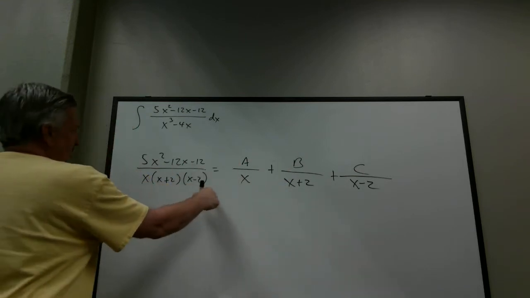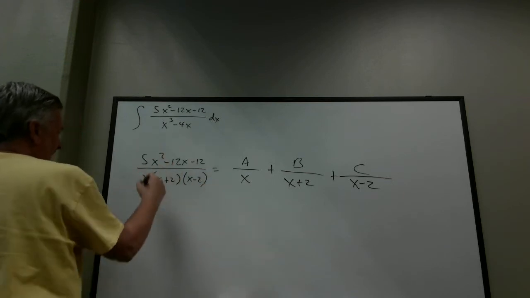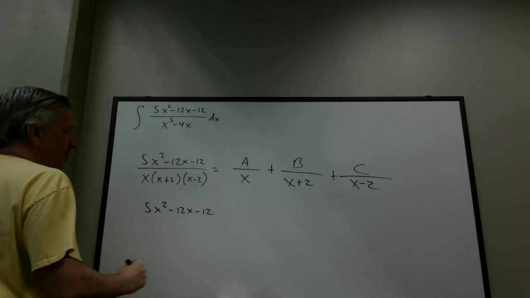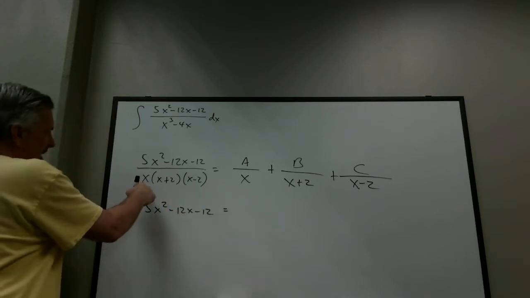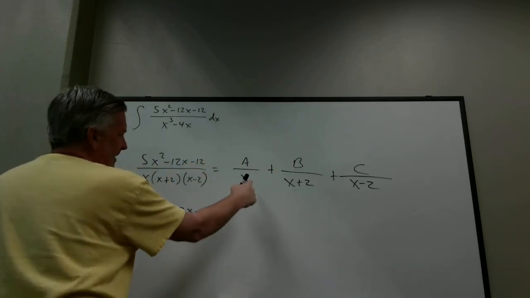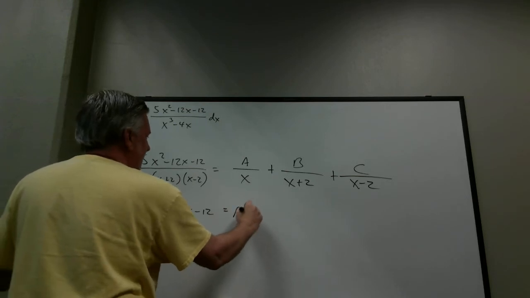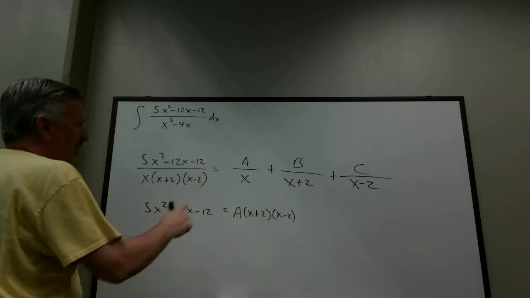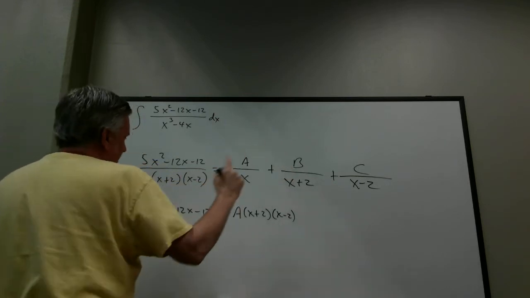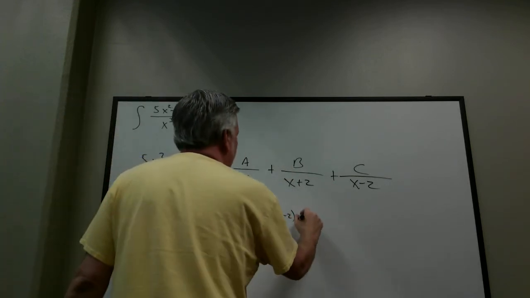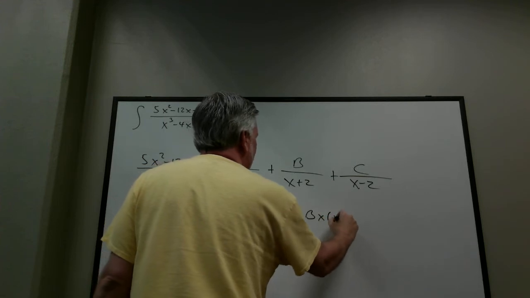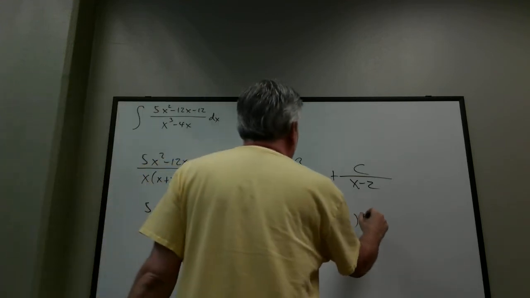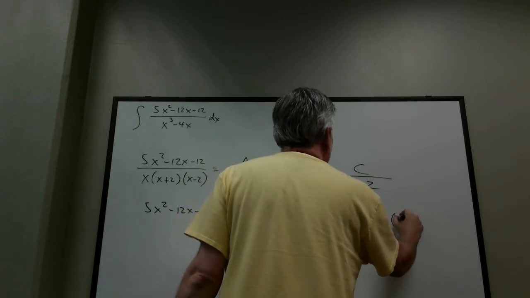So if I multiply by (x+2)(x-2) on the left, I just get 5x² - 12x - 12. If I multiply (x+2)(x-2) on the right, in the first term the (x+2)(x-2) over x cancels, I get a times (x+2)(x-2). When I multiply by the b term here, the (x+2)'s cancel, I get b times x(x+2). And when I multiply by the c term, the (x-2)'s cancel, I get cx times (x+2).